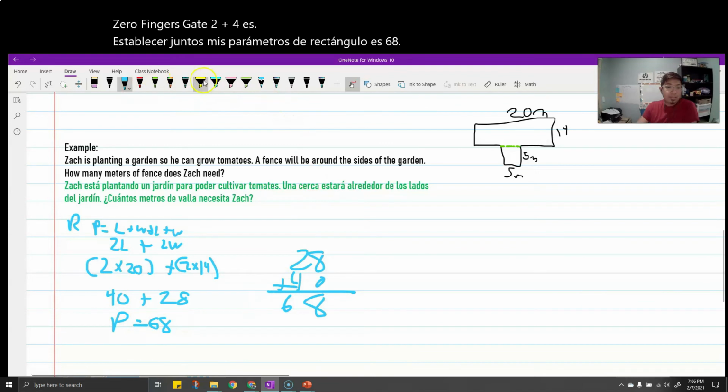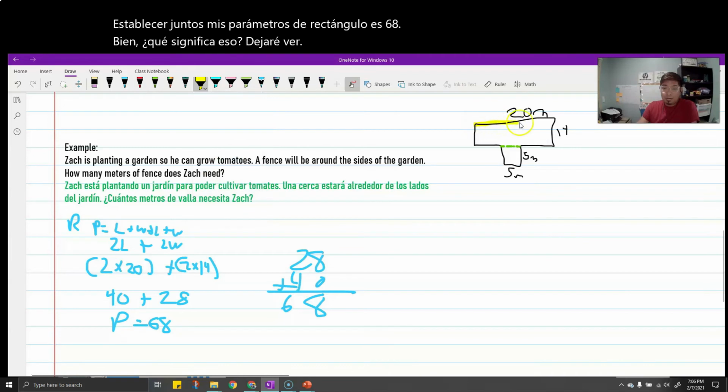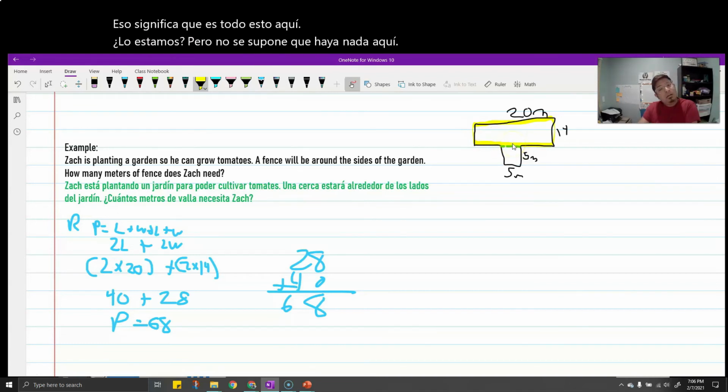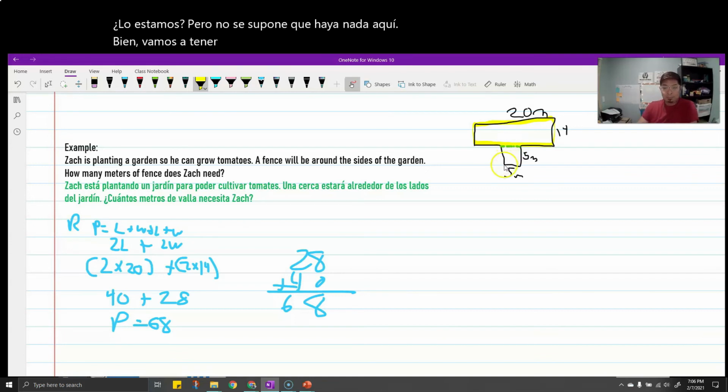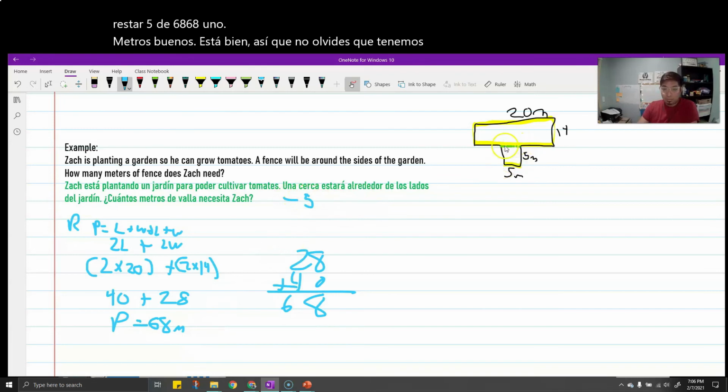Okay, so what does that mean? Well, let's see. That means it's all this right here. Oh wait, but there's nothing supposed to be right here. Oh. Okay, well, we're just going to have to subtract that. If this and this are congruent, then that means this is 5. So don't forget we have to subtract 5 from 68. 68 what? Meters, good. Okay, so don't forget that. We have to subtract 5 because we didn't do that right here.